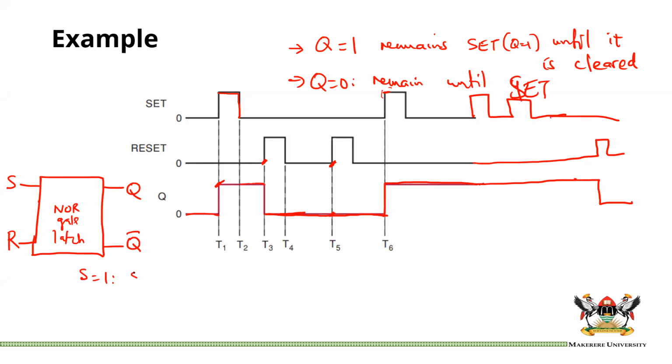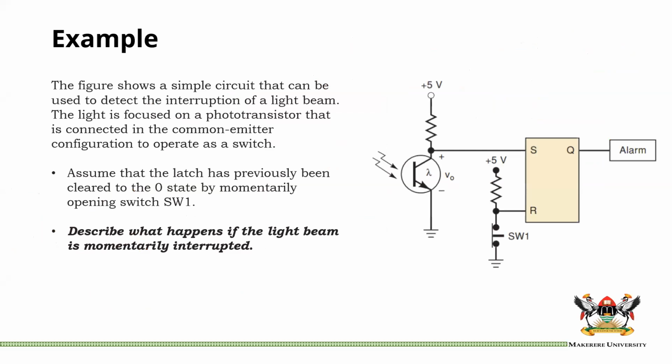When S is equal to 1, we set. When R is equal to 1, we reset. This is exactly opposite of the NAND gate latch. Okay. Let us try and continue and look at the applications.